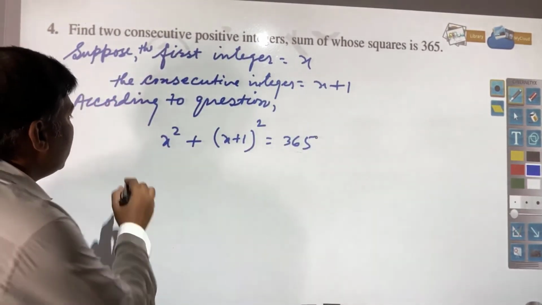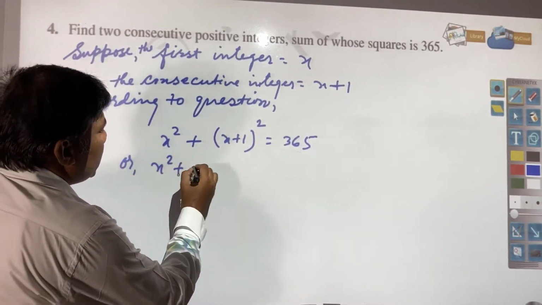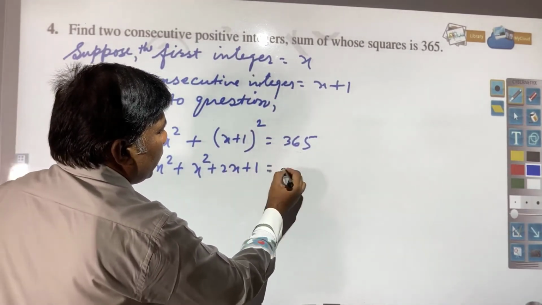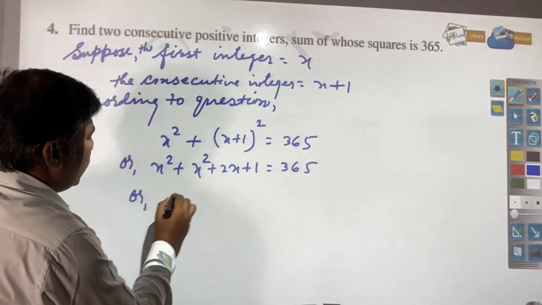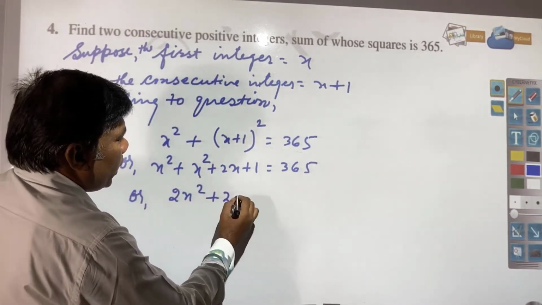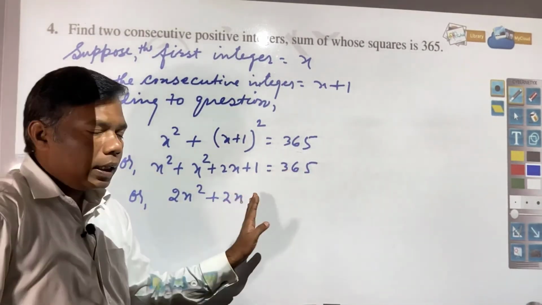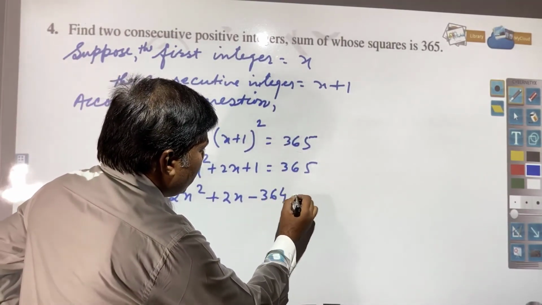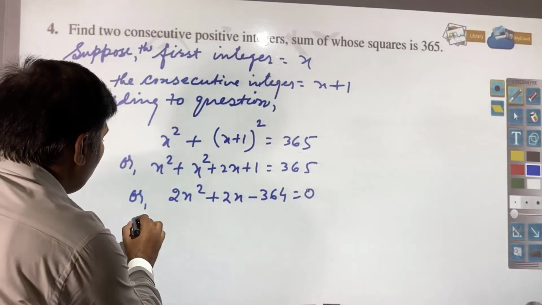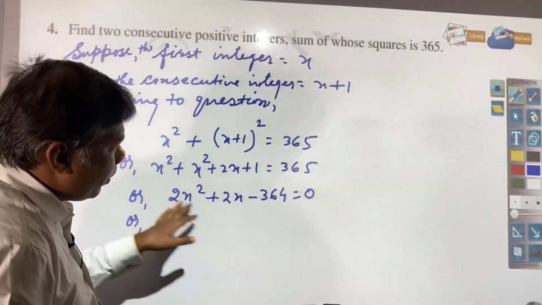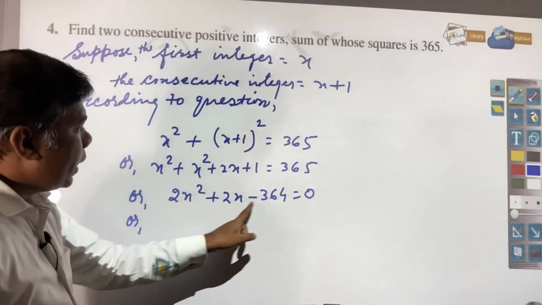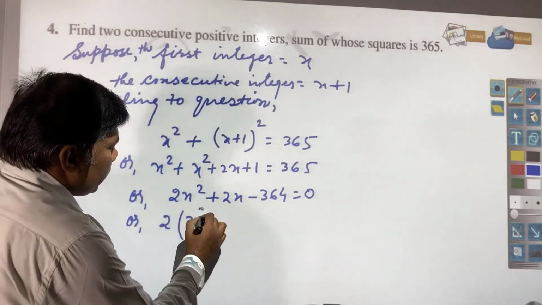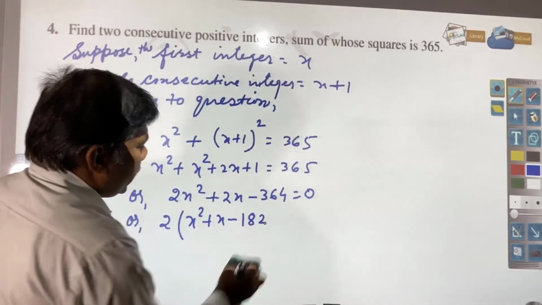This is required to be simplified. Here you see, x square plus (x plus 1) whole square, that is x square plus 2x plus 1, is equal to 365, or 2x square plus 2x. Here 365 will be taken to the left side, and 1 subtracted. What you will get? Minus 364, and that is equal to 0. Now this also can be simplified, or 2 can be taken common, so it will be easier to solve. If you take 2 common, you will get x square plus x minus 182.